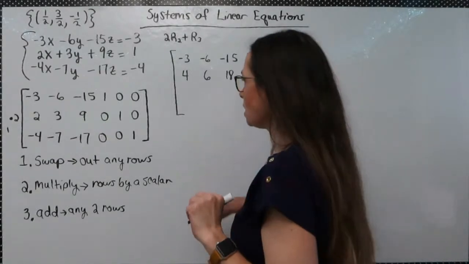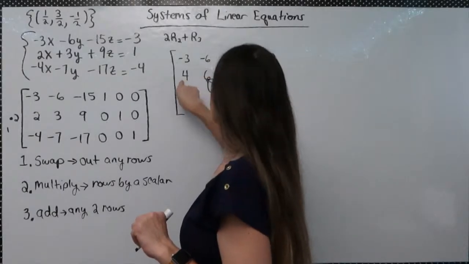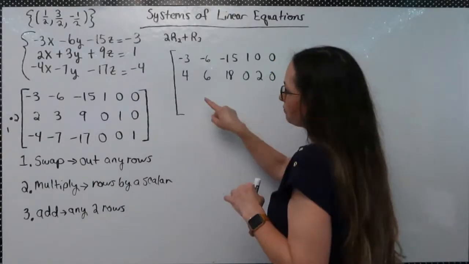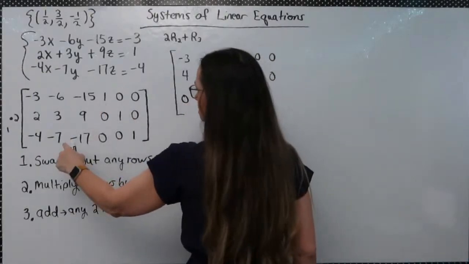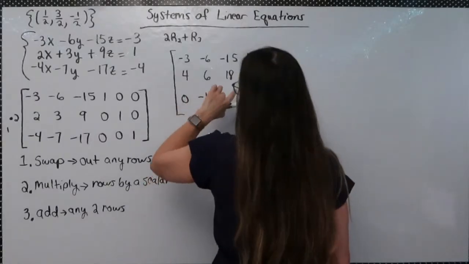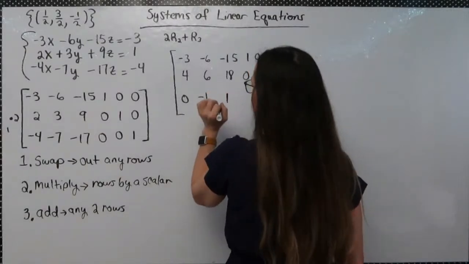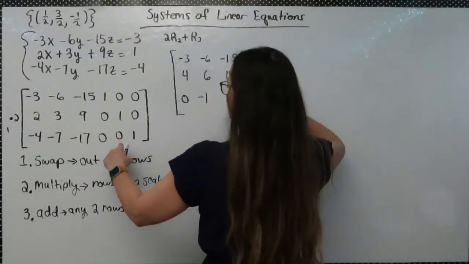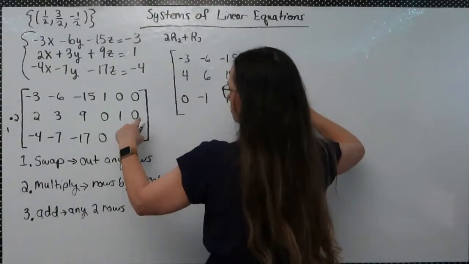And then instead of writing row 3, what we're going to do is add this scaled amount to row 3 and then replace row 3. So we have 4 minus 4 is 0, 6 plus -7 is -1, 18 plus -17 is 1, and then 0 plus 0 is 0, 2 plus 0 is 2, and 0 plus 1 is 1.